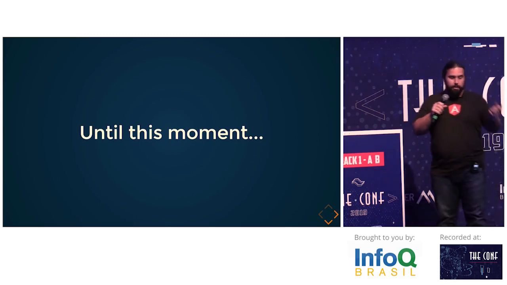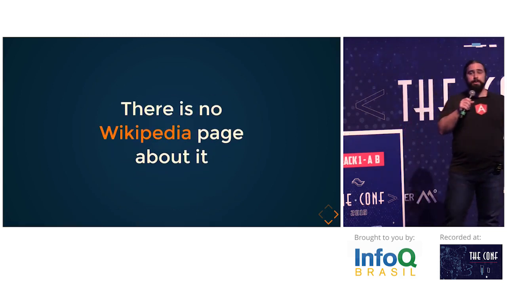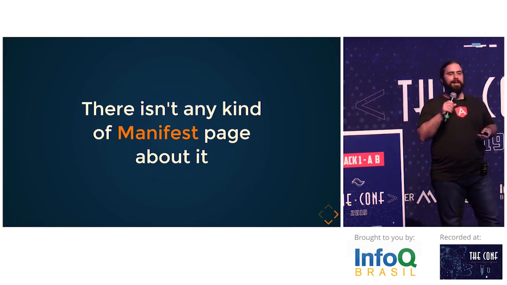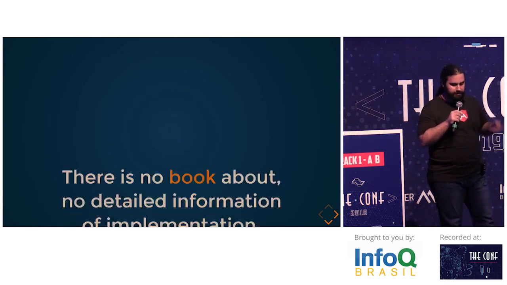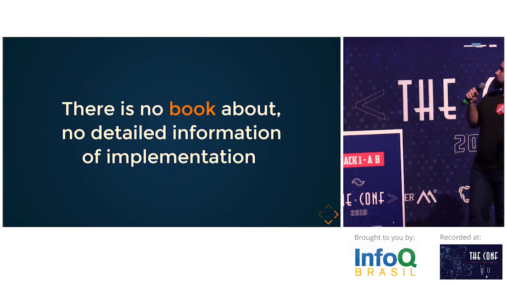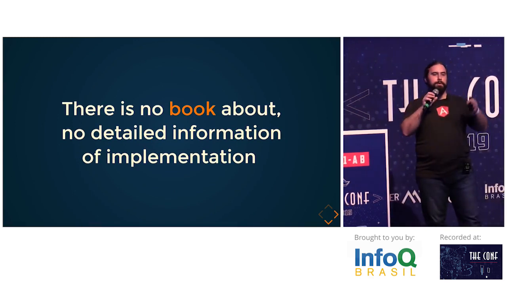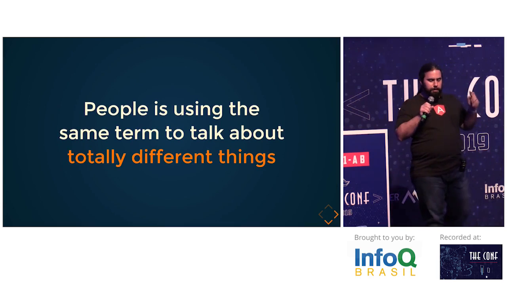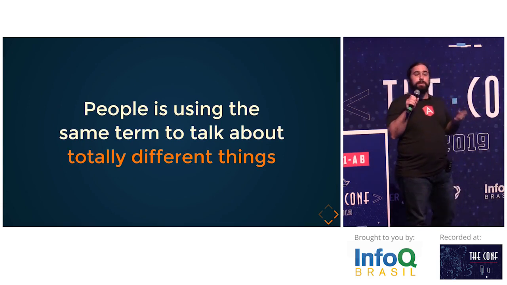Until this moment, we couldn't find even a Wikipedia page about it. We couldn't find a manifesto, like the reactive manifesto or the agile manifesto, where a lot of people come together with some references on these topics to agree on the main points about something. There isn't one. We couldn't find a book either. Normally it's good to have a book with strong references and details of implementation. Well, there isn't one. And actually, a lot of different people seem to be using the same term to talk about different things, sometimes totally different things.